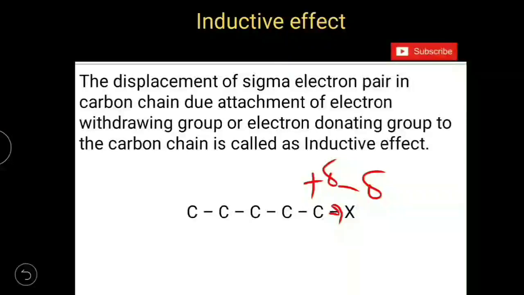So inductive effect can also be called as polarization of sigma electron pair in a carbon chain due to attachment of an electron withdrawing group or electron donating group. Okay, this first carbon got partial positive charge now. So carbon atom with positive charge has more tendency to attract the bond pair of electron from another carbon atom which is not having any charge. So this partial positively charged carbon atom can attract the bond pair of electron from the second carbon atom.